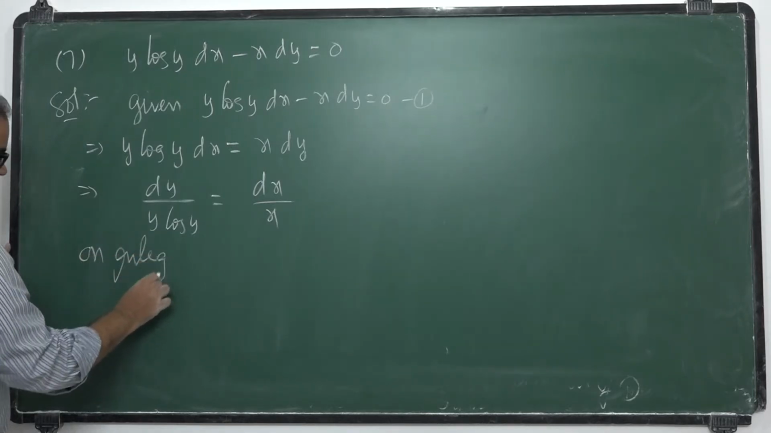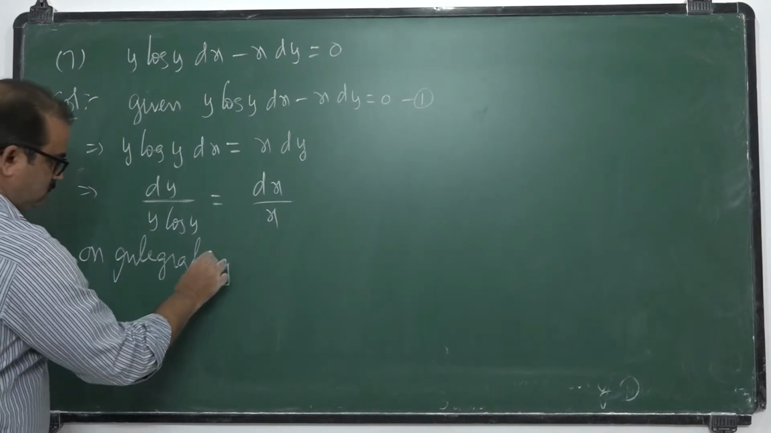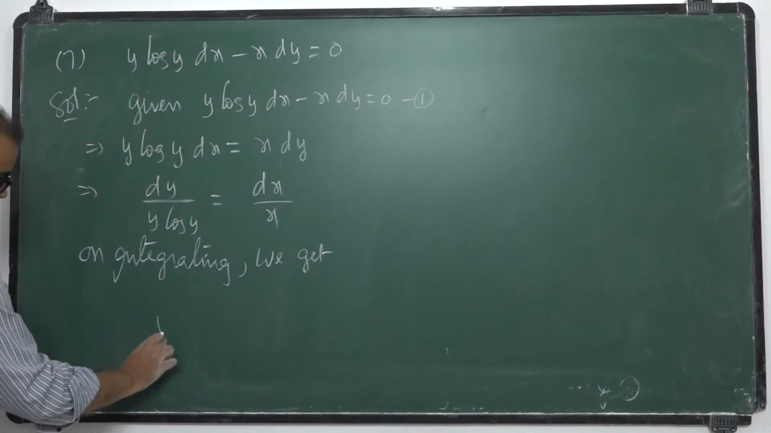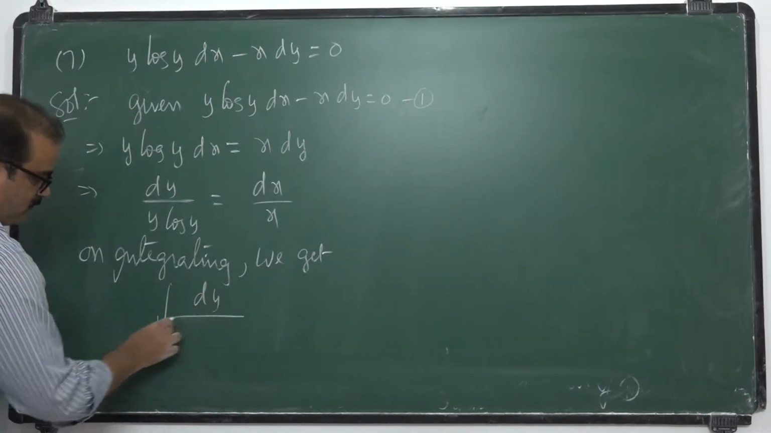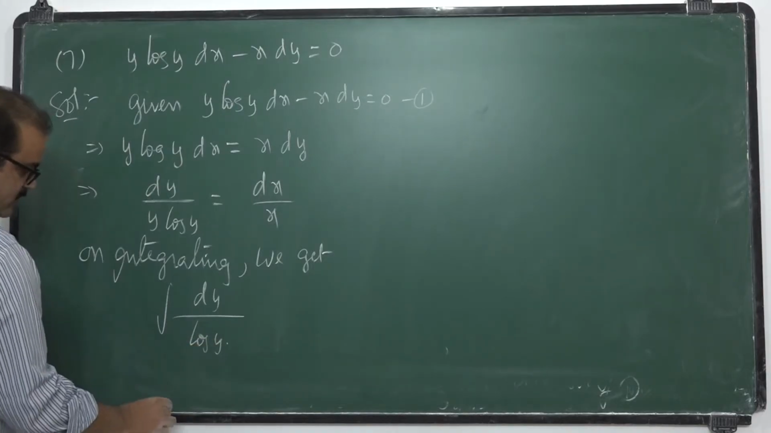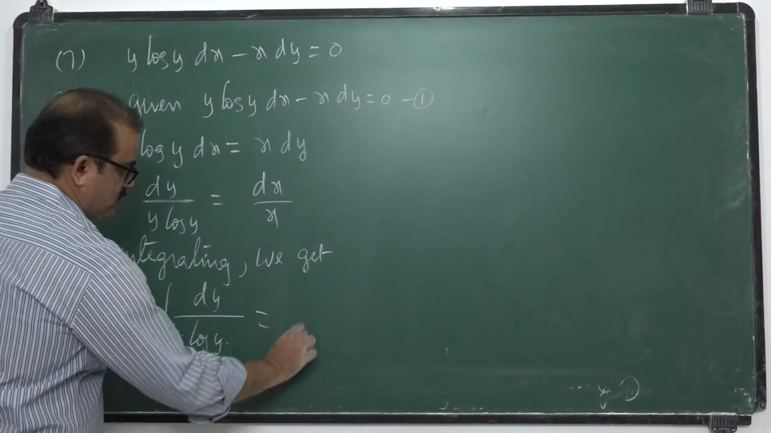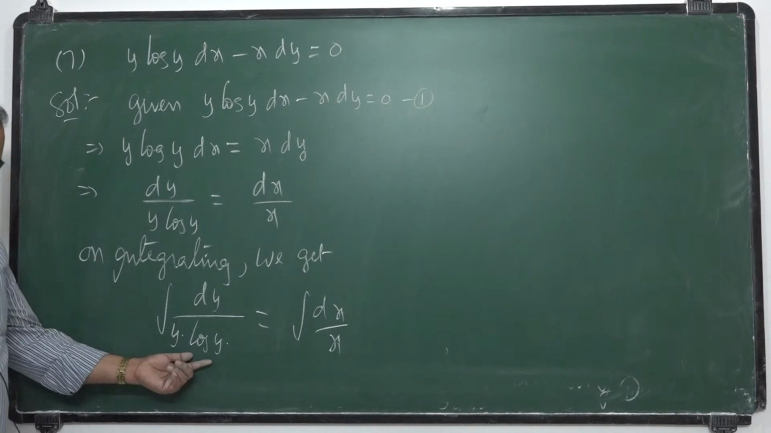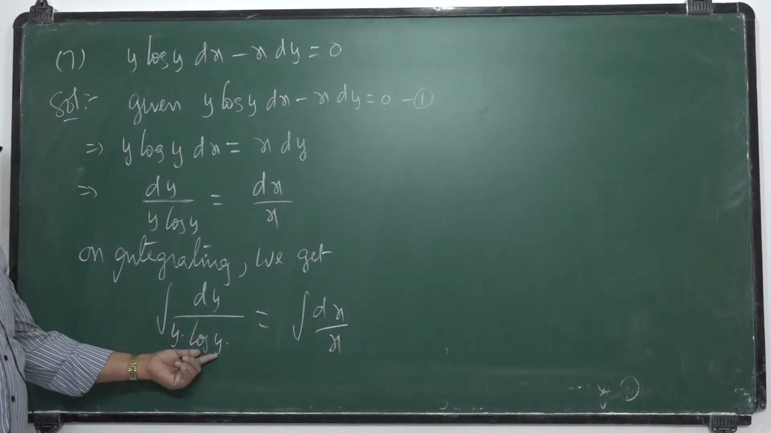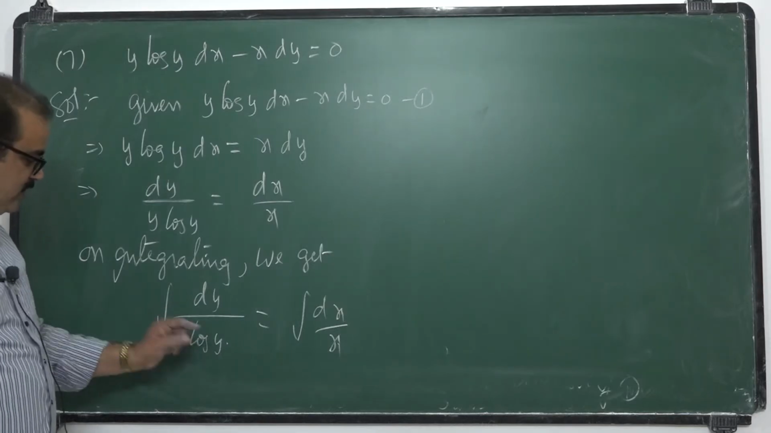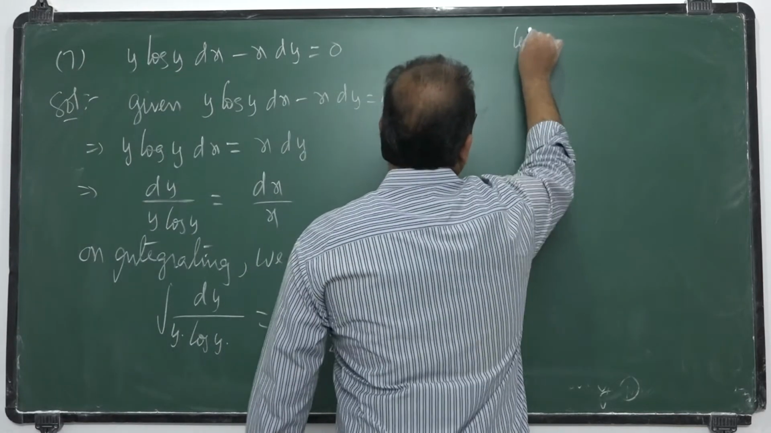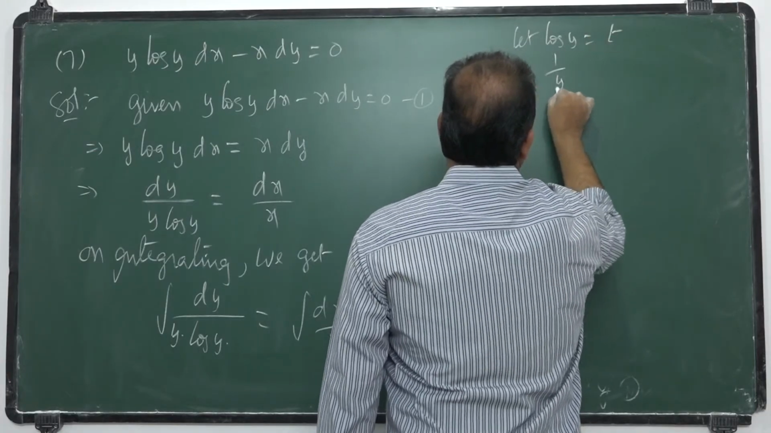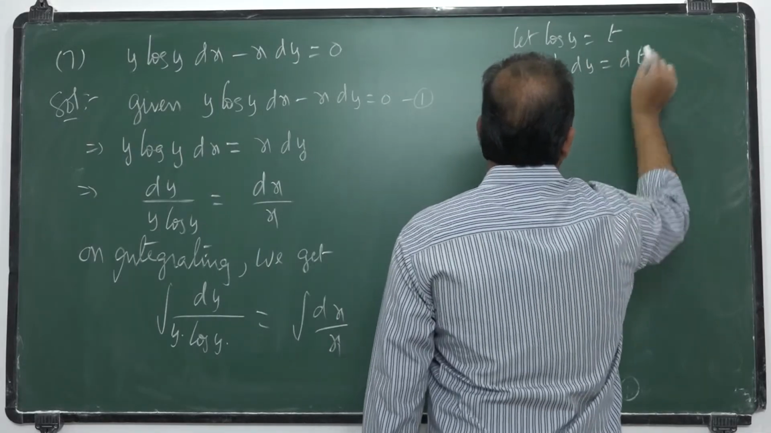On integrating, we get integral of dy by y into log y is equal to integral of dx by x. See here in LHS, if log y is equal to t, then 1 by y dy is dt. Let log y is equal to t. Taking derivative on both sides, 1 by y dy is equal to dt.